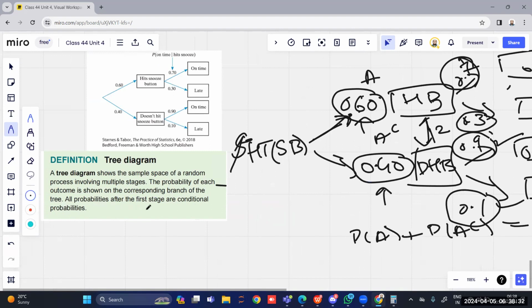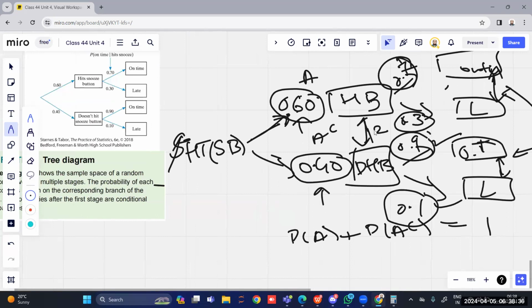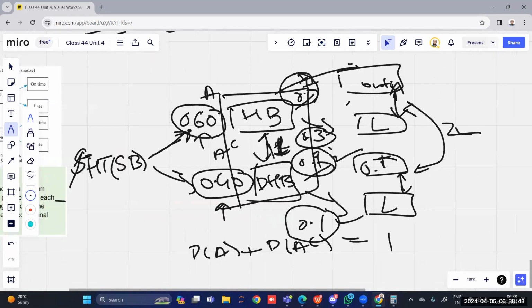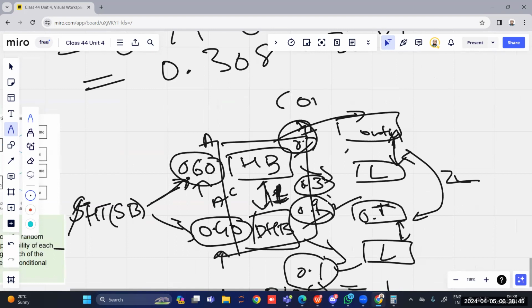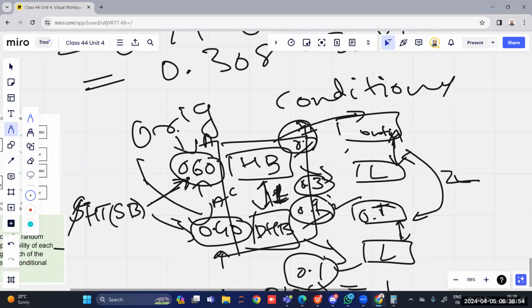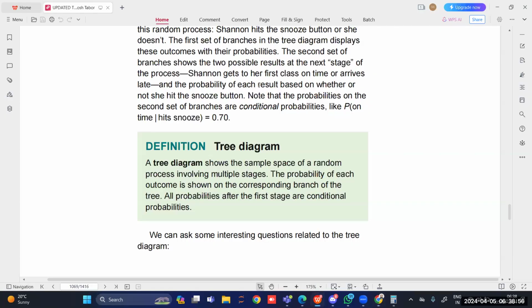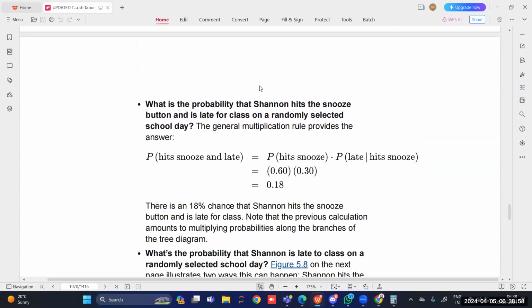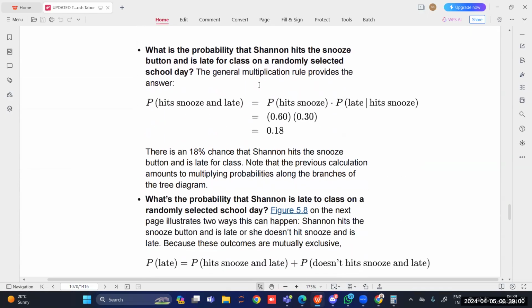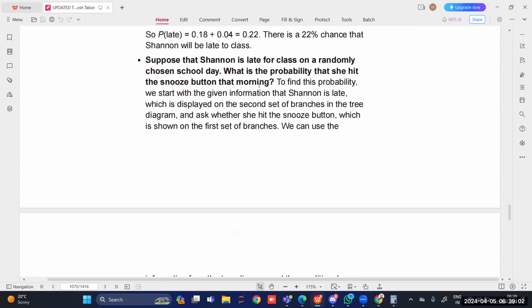All probabilities after the first stage are conditional probabilities. This is the first stage. After this, all the branches that come are conditional. These two probabilities are the original probabilities, and all the others are conditional, dependent on some condition. Is it clear? So that's a tree diagram. We'll do a question.